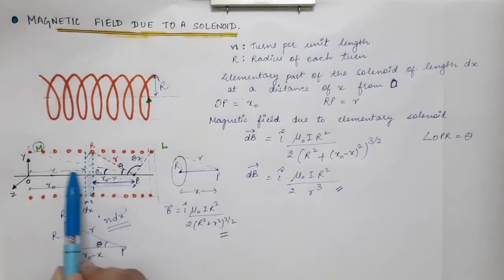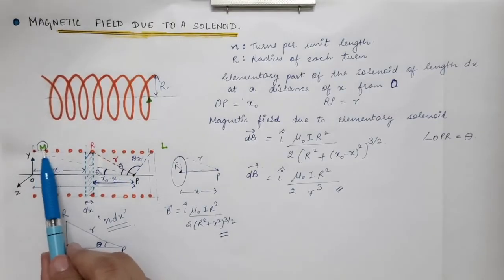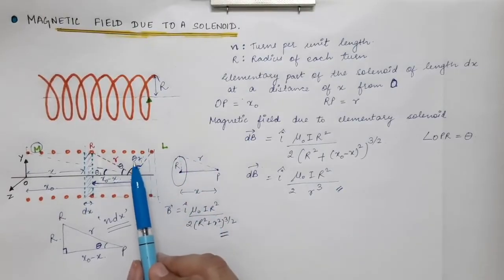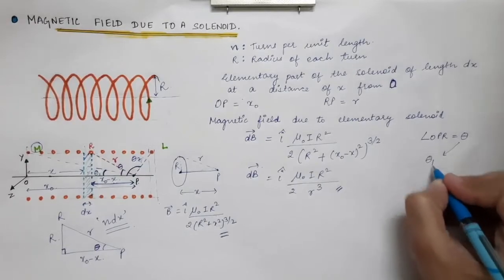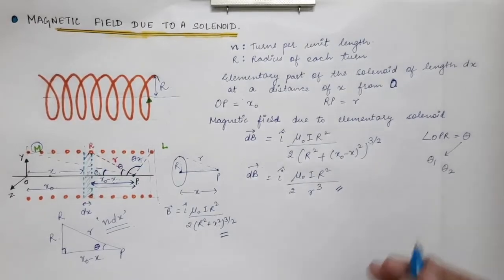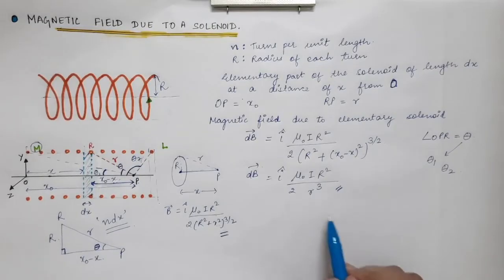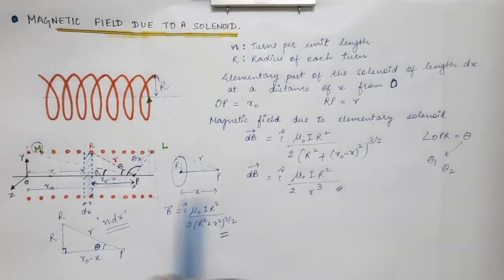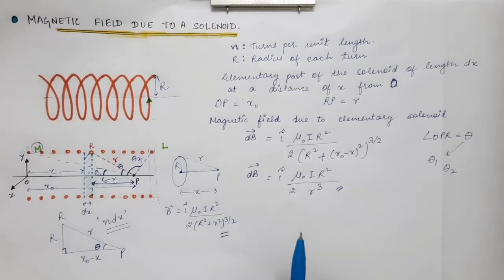Theta 1 is the lower limit, and as we are moving in this direction, theta is increasing. So the upper limit of theta is theta 2. So what are the limits of theta? Lower limit is theta 1 and upper limit is theta 2. Now we will write this r in terms of theta, and then use the limits of theta from theta 1 to theta 2 so that we can find the expression of magnetic field due to the whole solenoid.